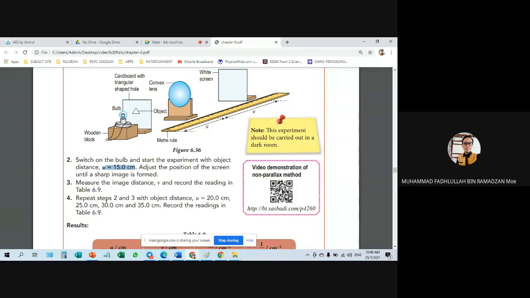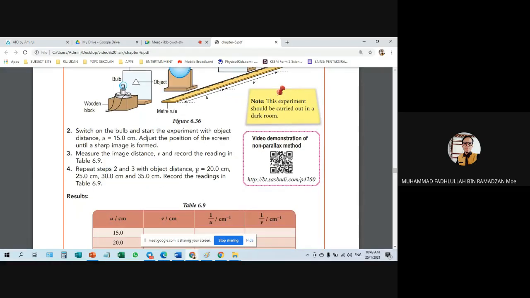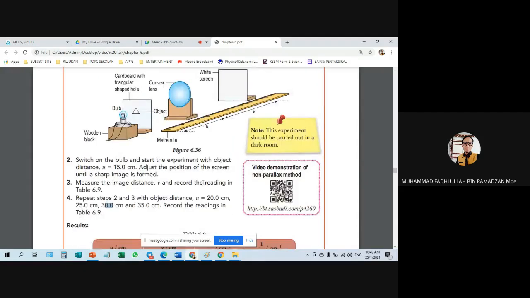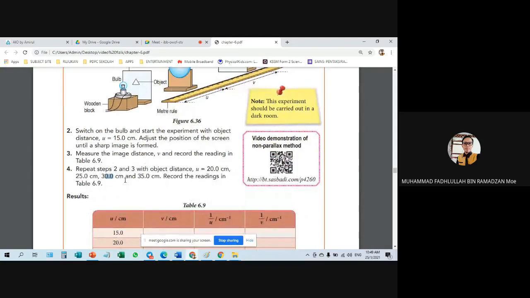So dah dapat ni, kena bagi tahu repeat the step. Okay. But kalau nak repeat the step with object distance, you kena letakkan semua sekali. Okay. U 20 cm and then 25 cm, 30 cm, 35 cm. Tengok tak dekat sini? 20.0 cm, 25.0 cm. Kena ada 0.0 cm sebab kita tahu the sensitivity of the meter rule is 0.1 cm ataupun kita boleh measure 1 mm. That's why mesti letakkan 0. Kena ada 1 decimal places.